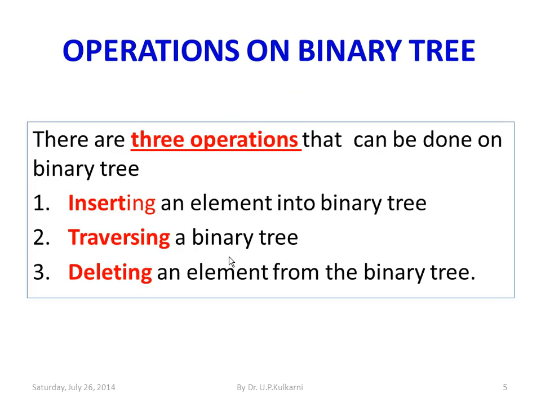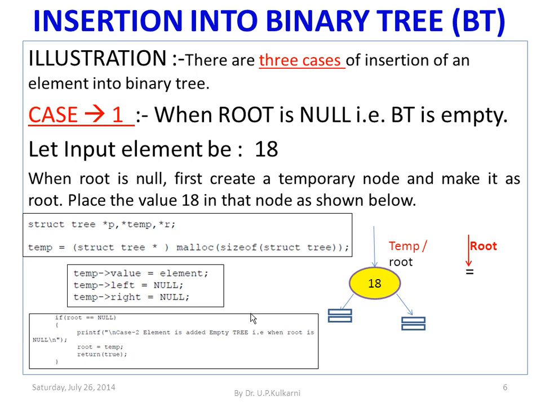There are three operations that can be performed on a binary tree: inserting an element into the binary tree, traversing a binary tree, and deleting an element from the binary tree. Let's try to look into all these three aspects of binary tree from a programming in C language perspective. Let's begin with the insertion into binary tree.